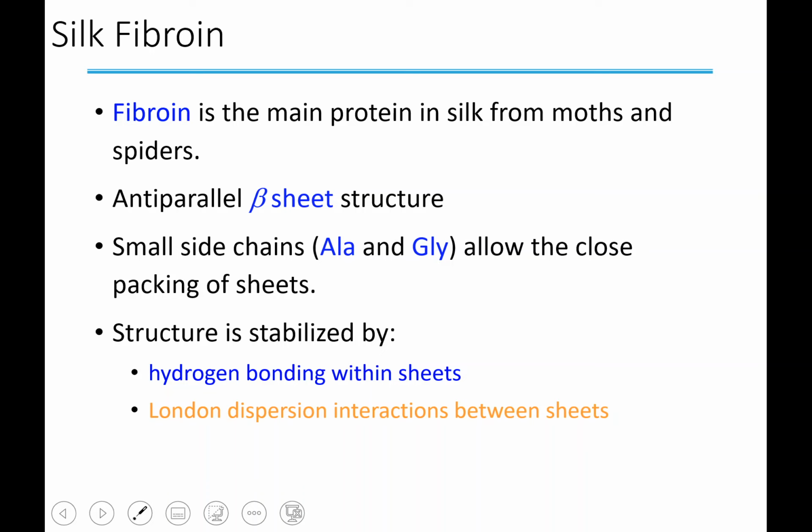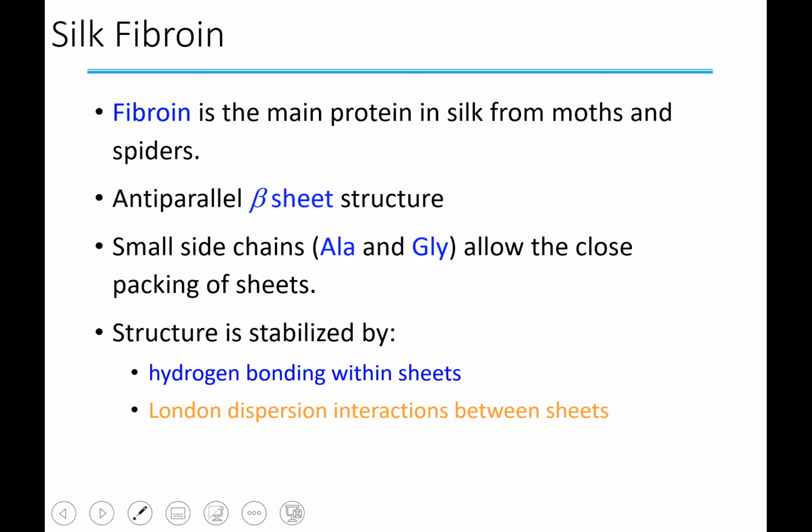Okay, the last fibrous protein that we're going to discuss is silk fibroin. And here we see that -in again in fibroin. That tells you it's a protein. Okay, fibroin is the main protein in silk from moths and spiders. And unlike the alpha-keratin or collagen, the primary structure that fibroin is using is a beta sheet.